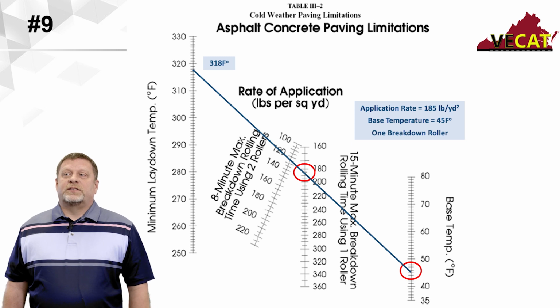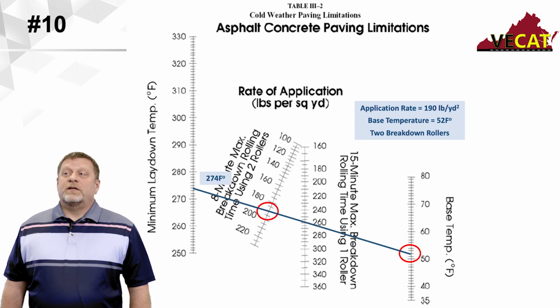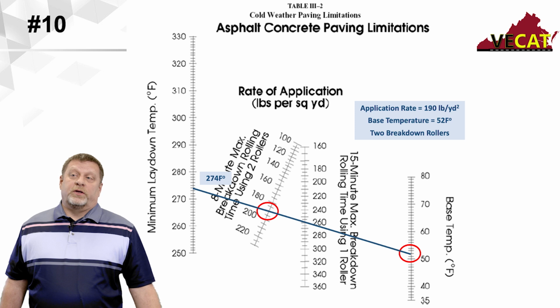Welcome back. Here's the answer to number 9. We had a situation where we had a base temperature of 45 degrees Fahrenheit, with one breakdown roller and an application rate of 185 pounds per square yard. We connected those dots, and it told us our minimum laydown temperature was 318 degrees Fahrenheit. For number 10, the base temperature, or surface temperature, was 52 degrees Fahrenheit. We had 2 breakdown rollers, so we're using the different grid here in the middle, and our application rate was 190 pounds per square yard, so our minimum laydown temperature was 274 degrees Fahrenheit.